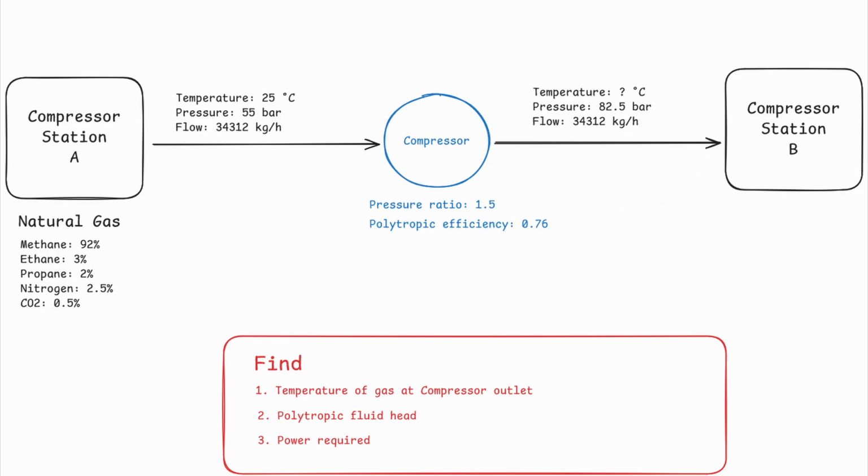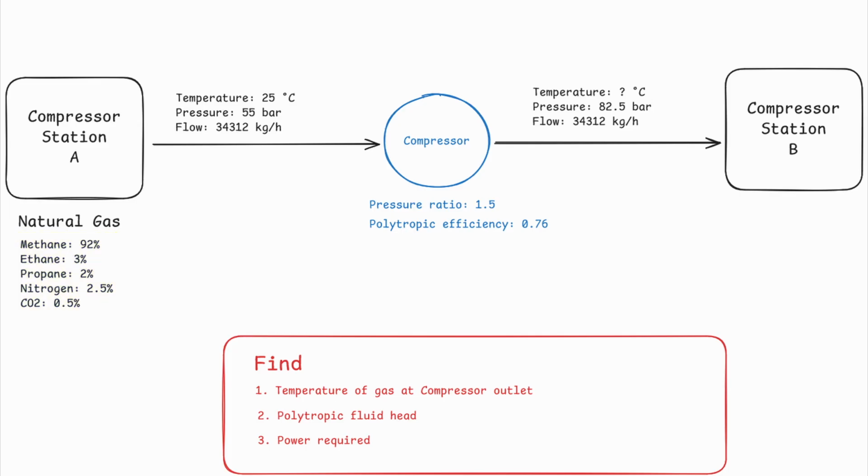Our inlet stream, the gas coming into the compressor, is a natural gas mixture at 25 degrees Celsius and a high pressure of 55 bar. The mass flow rate is 34,312 kilograms per hour. Now, let's look at the fluid itself. It's a typical natural gas stream, predominantly 92% methane, with small percentages of ethane, propane, nitrogen, and CO2.